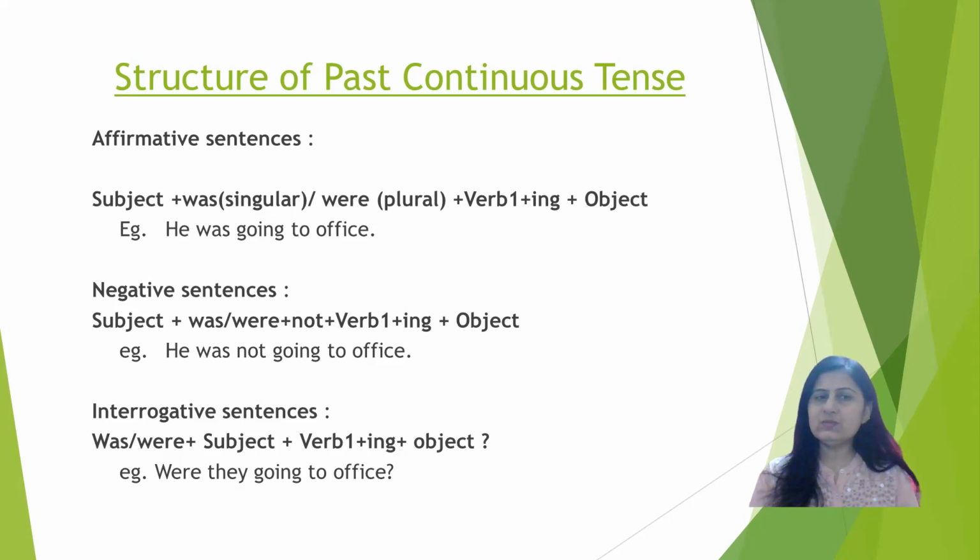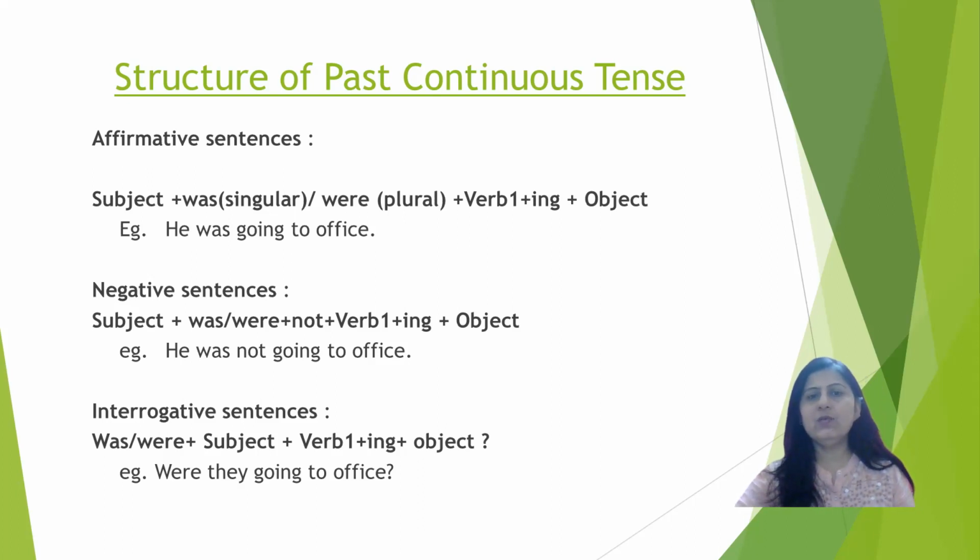In interrogative sentences, this was or were will come at the beginning of the sentence, and at the end we will have a question mark. So it will become like, was he going to office, or were they going to office, depending upon singular or plural. If it is singular, was he going? If it is plural, were they going? And at the end, a question mark. So this was the structure.